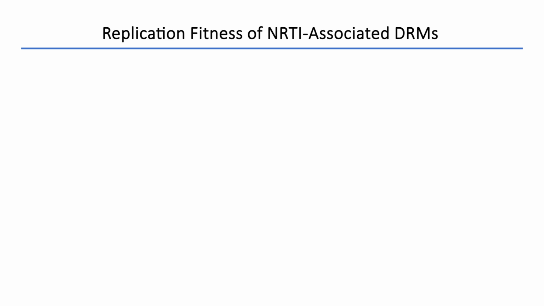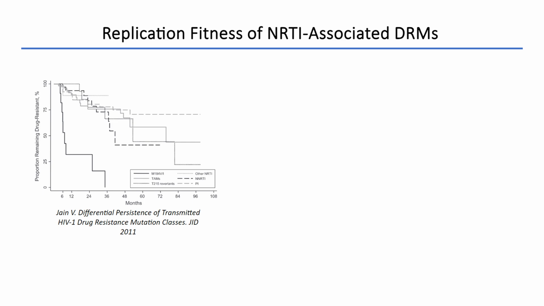A discussion of NRTIs would not be complete without discussing the effect of drug resistance mutations on virological fitness and of the clinical significance of the most common NRTI resistance mutations, M184V and I. There have been two main papers that have looked at what happens to mutations in persons infected with a virus containing a drug resistance mutation who do not go immediately onto antiretroviral therapy.